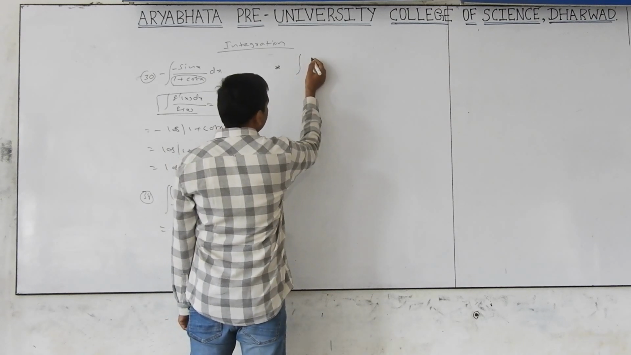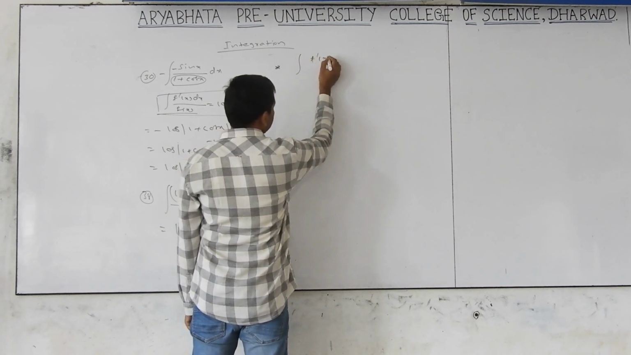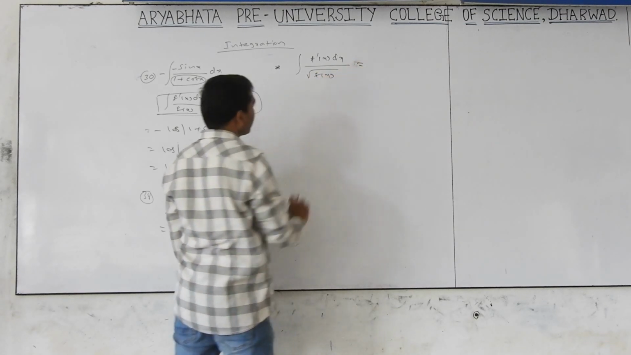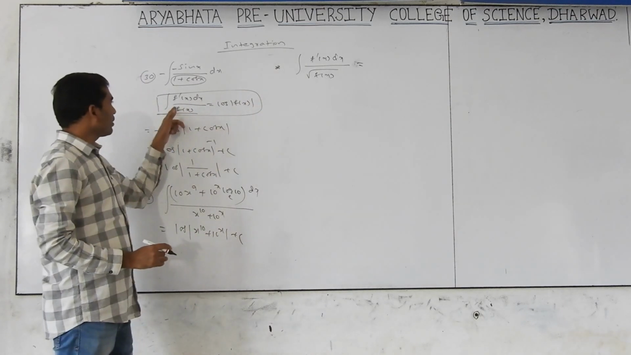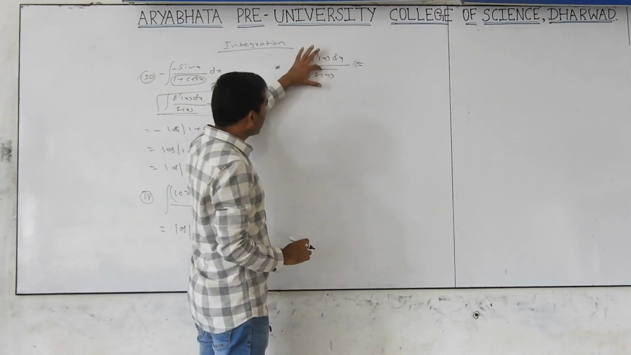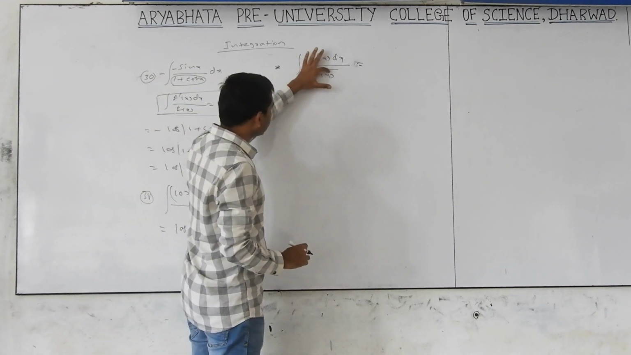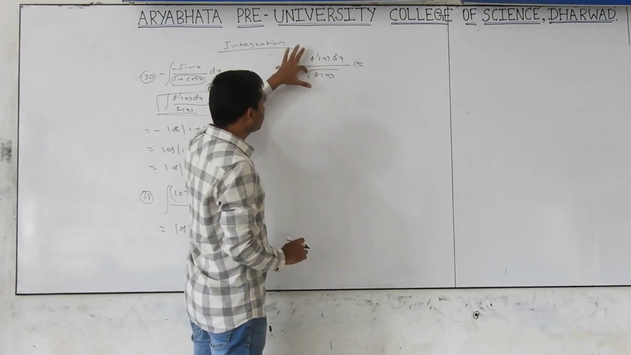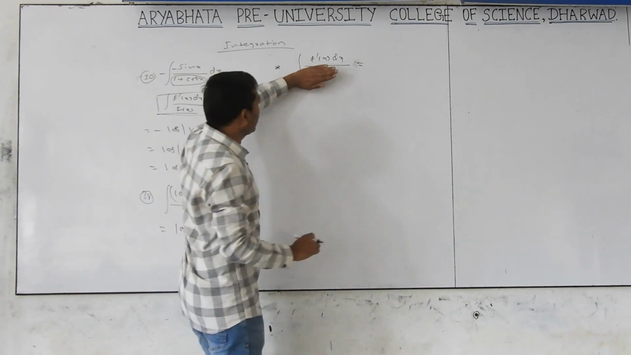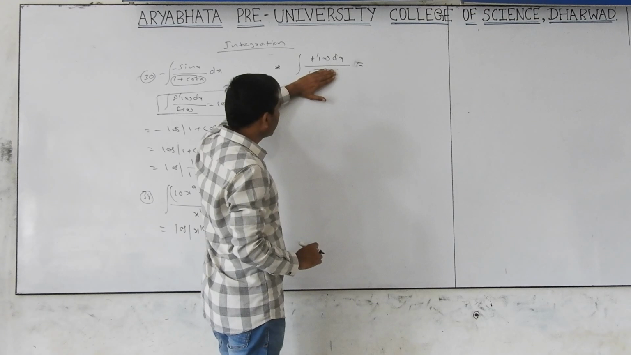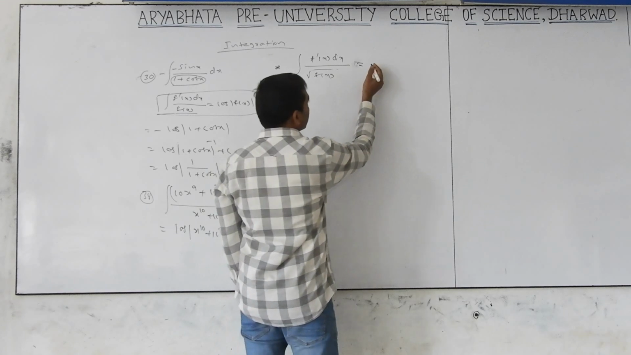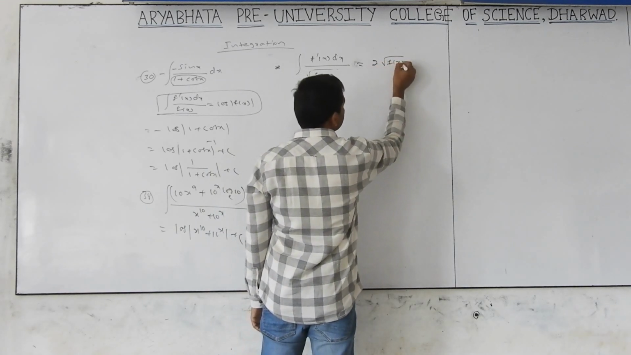Integration of f dash x dx by root f of x dx. What is the difference? Here the root is not there; there the whole denominator derivative is in the numerator. Here it is not the whole denominator, only what is under the root. This is f of x, and its differentiation is there. Denominator means including the root. Here the derivative is of the inside function. Then integration of f dash x by root f of x dx equals 2 root f of x plus c.